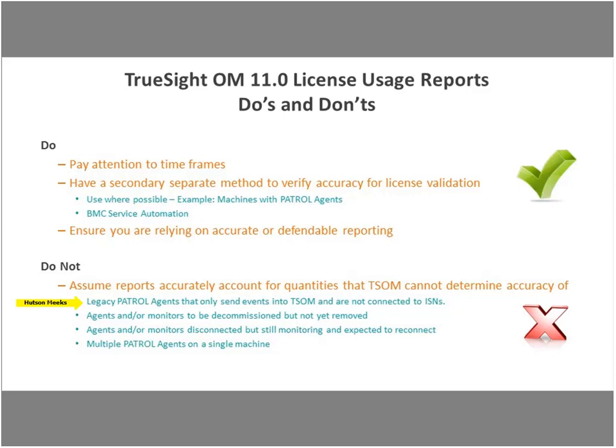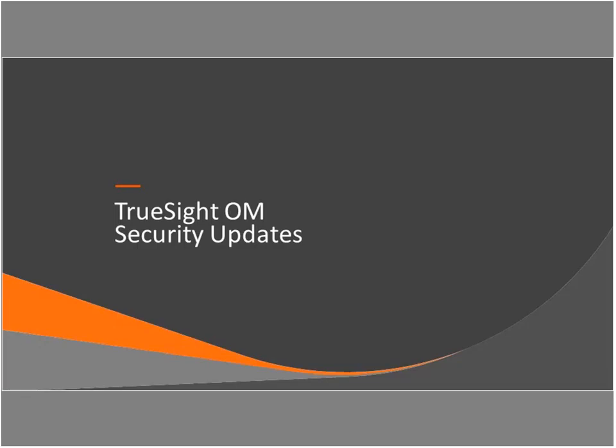The reports are accurate from the perspective of what they are able to gather and know, but they can't know everything. So look out for scenarios that may skew the data to some extent here. And also consider things like multiple Patrol agents on a single machine and what that might mean from a device count, and how those agents are configured from a perspective of reporting in as, quote, a device. So just be aware of those kinds of things.